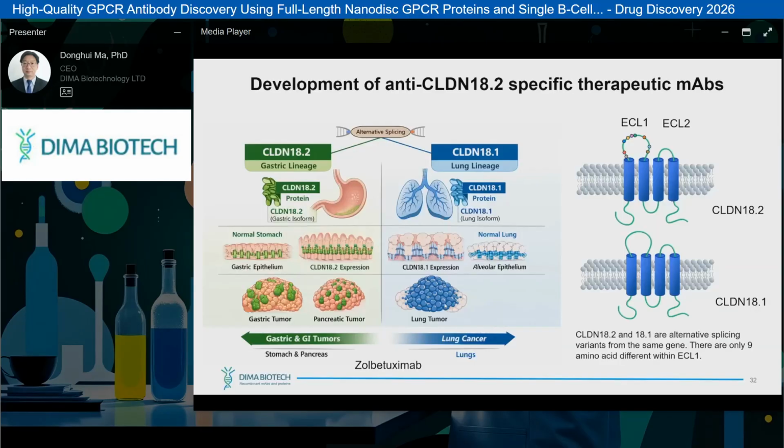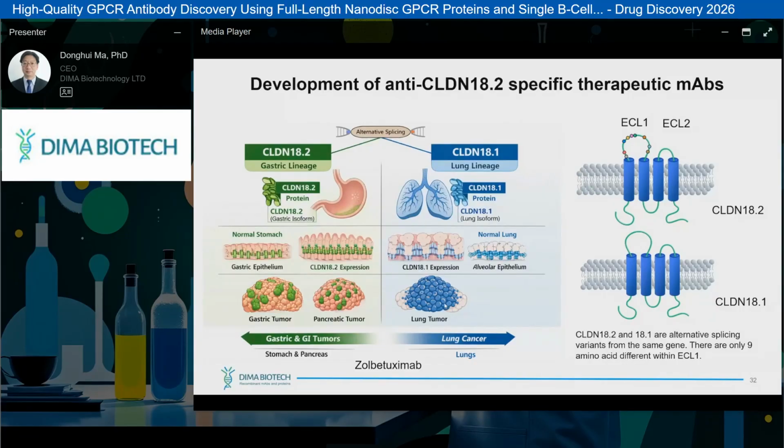Claudin 18.2 is a gene whose protein is specifically overexpressed or exposed in gastric or pancreatic tumors. In the normal case, it is also expressed in the junction part, but it is not exposed to the antibody. In the tumor case, it will be overexpressed and exposed.